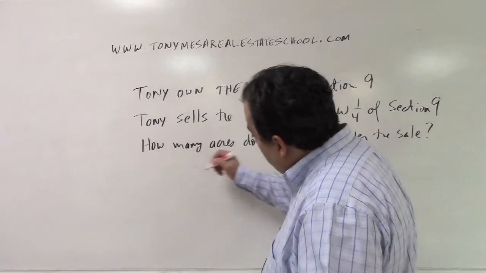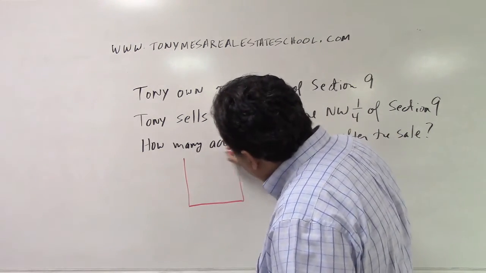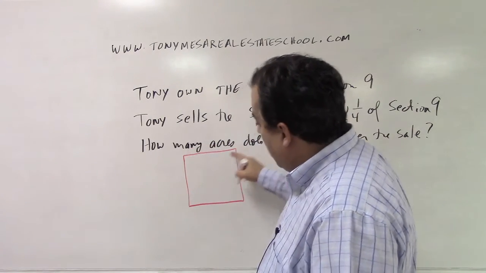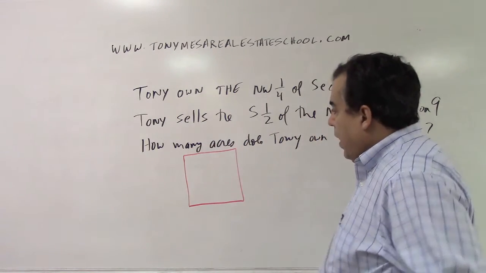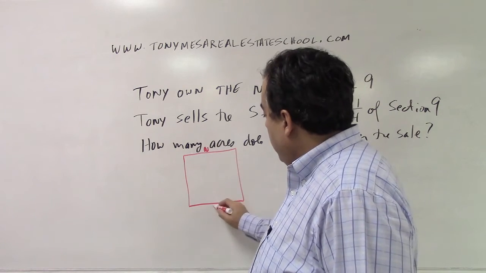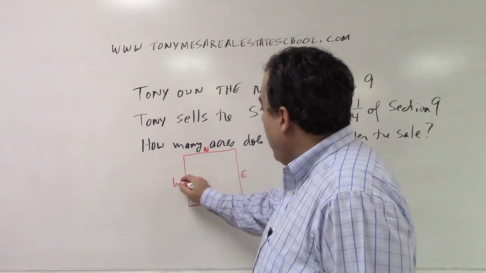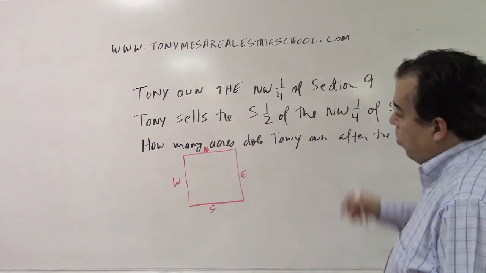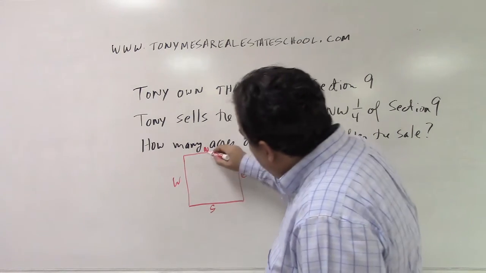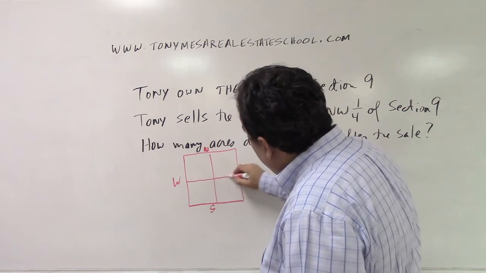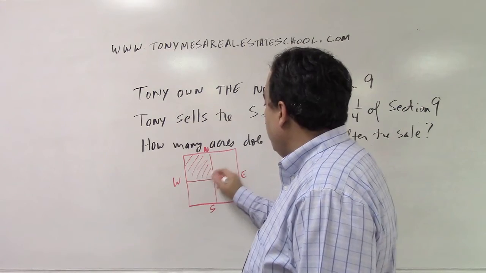I'm going to draw a section, right? This is a section. So this is 1 mile by 1 mile, 640 acres, right? And north, south, east, and west. Tony owns the northwest quarter of section 9. This is section 9. I divide this into quarters. The northwest quarter is this whole piece right here, right?